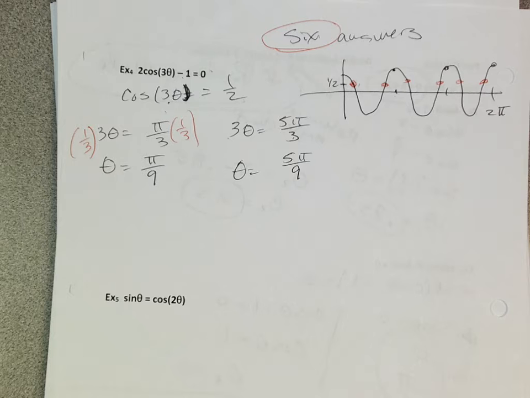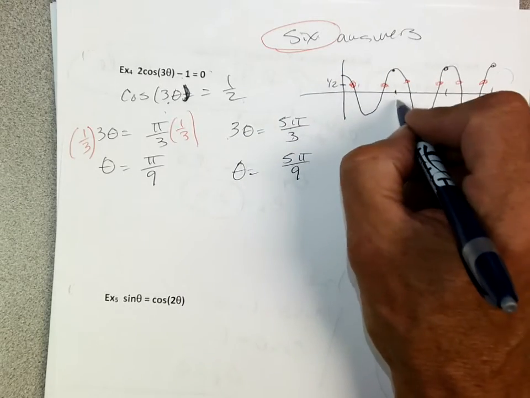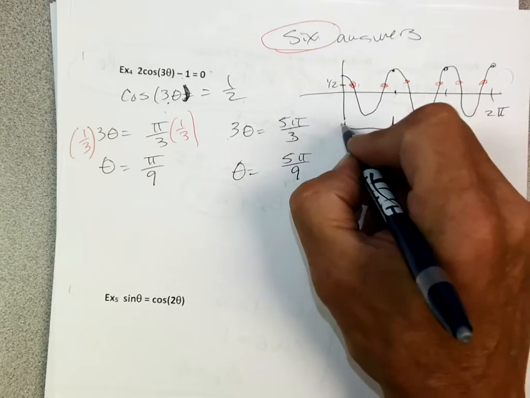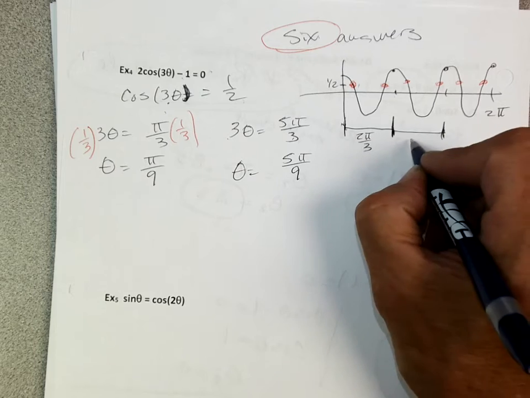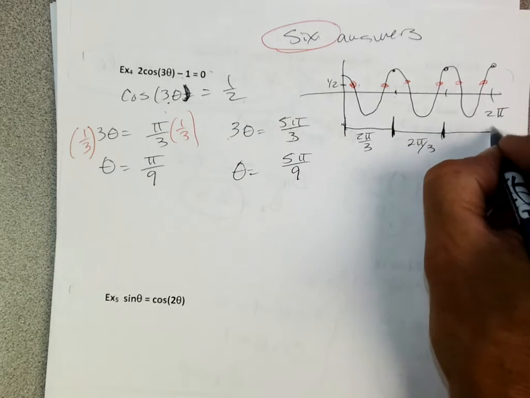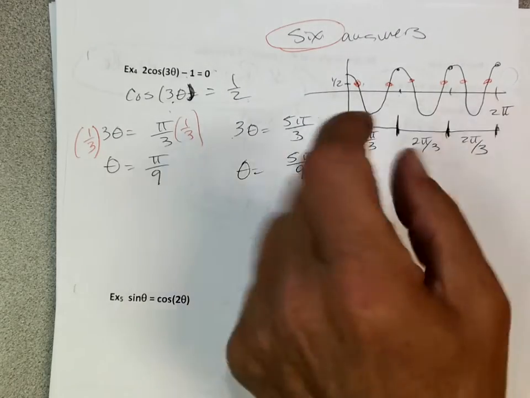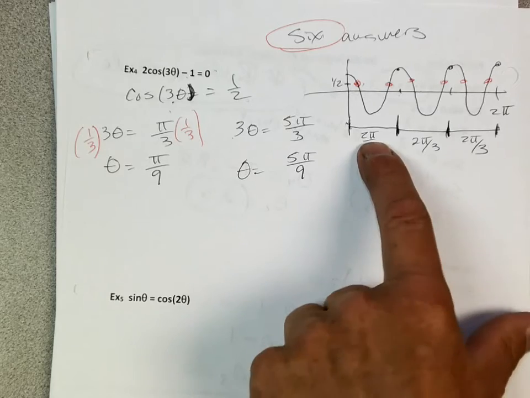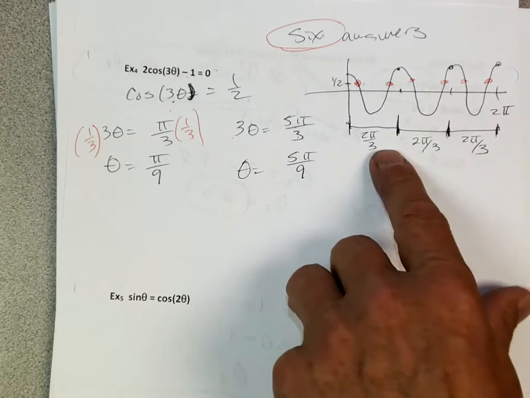All right, now from here, there's got to be 6 answers, right? So, real quickly, watch. From here to here is really 2 pi thirds. From here to here is another 2 pi thirds. From here to here is another 2 pi thirds, okay? Really, because you took 2 pi and you broke it up into 3 parts, into thirds.